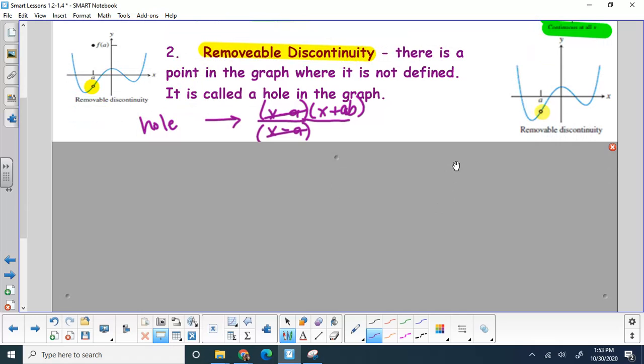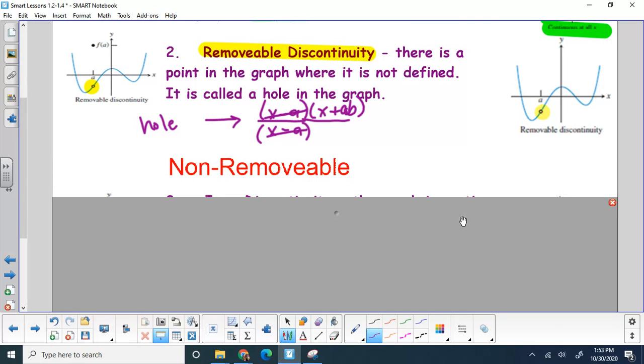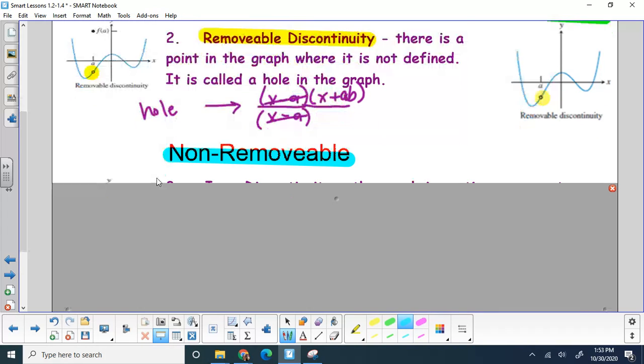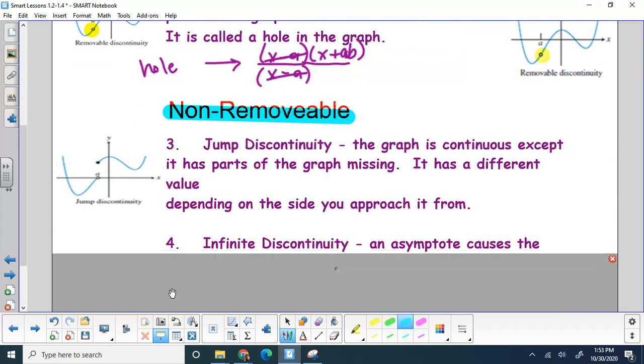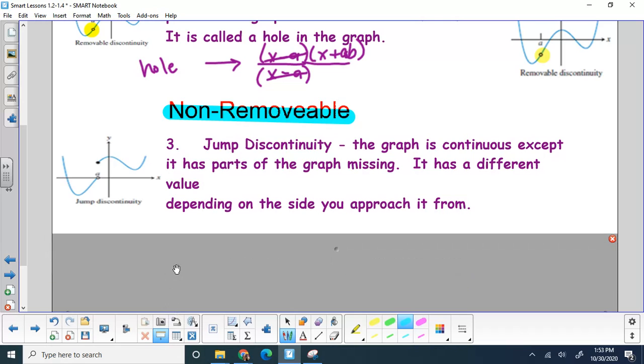All right, the next 2 types of discontinuities or continuity vocabulary that we have, we give it a bigger name and we call it a non-removable discontinuity. So non-removable one can be one of 2 scenarios. The first is called a jump discontinuity. In this scenario, the graph continues, except for as it goes, you'll see that there will be a gap where you'll have to physically pick up your pen before you can continue to graph it.